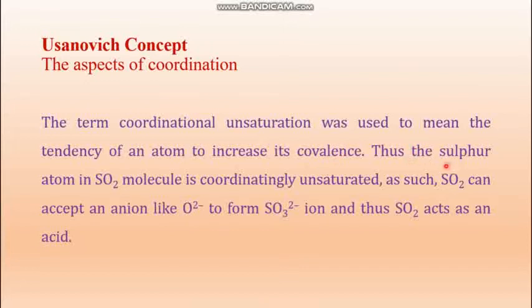Thus the sulfur atom in SO2 molecule is coordinatingly unsaturated. Definitely it has empty d orbitals, so it is coordinatingly unsaturated. As such, SO2 can accept an anion like O2-, okay, and then after accepting the oxide, it is forming the sulfite ion. Thus SO2 acts as an acid.